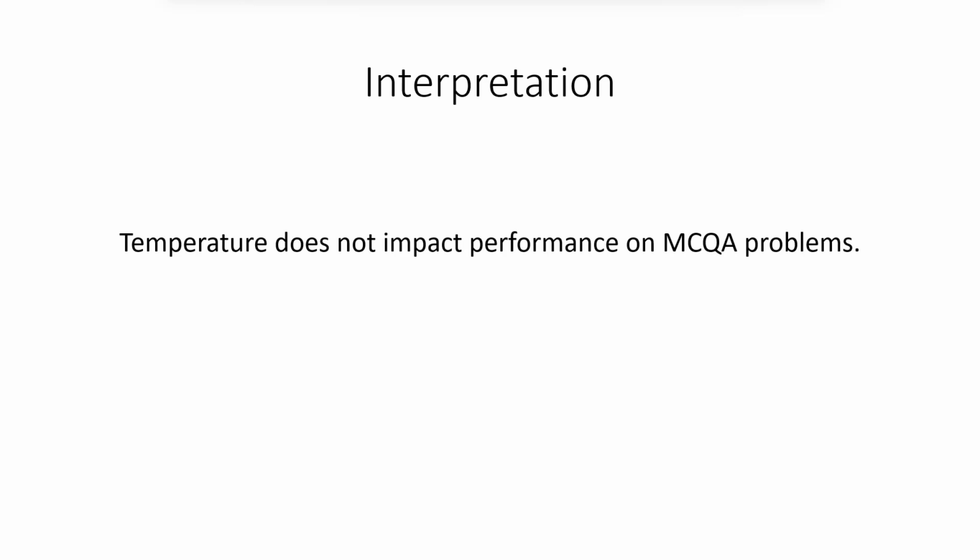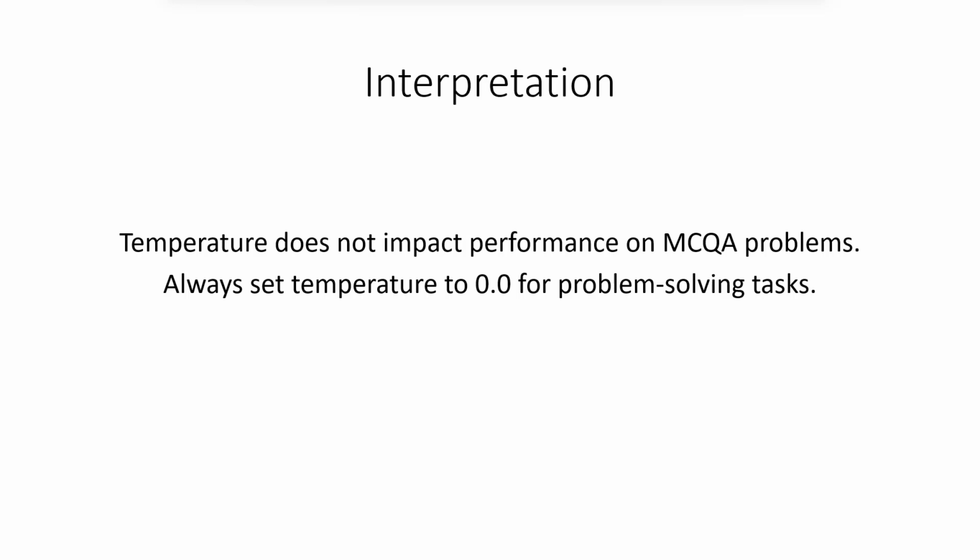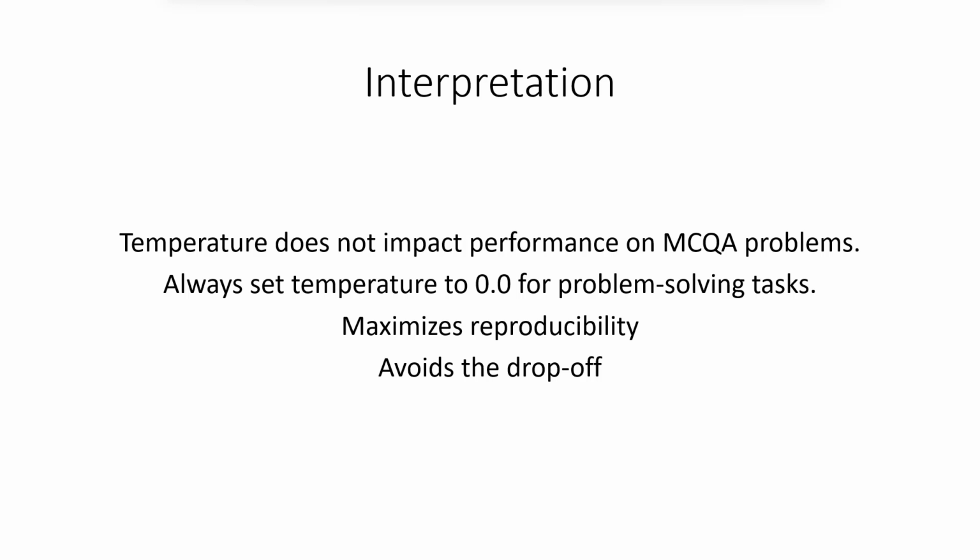Our results indicate that changes in sampling temperature from 0.0 to 1.0 do not have a statistically significant effect on problem-solving performance. So, we recommend always setting your LLM's temperature to 0.0 for problem-solving tasks. This maximizes reproducibility without compromising accuracy. In addition, it helps avoid the inevitable drop-off in performance that occurs beyond a temperature of 1.0. And it minimizes the number of output tokens necessary to reach a correct solution.